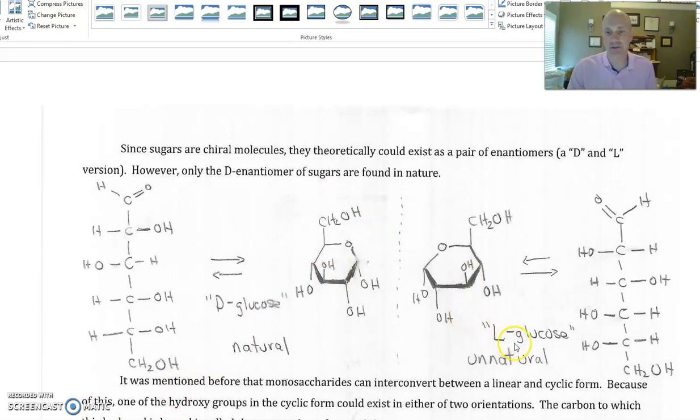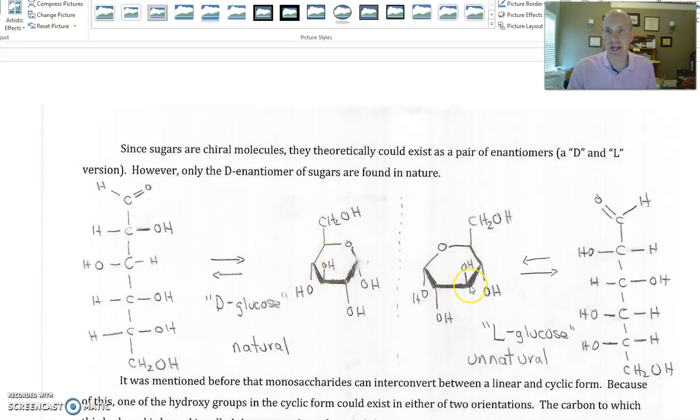One interesting thing about L-glucose, even though it doesn't exist in nature, is that it can be synthesized in a laboratory. And one interesting note about it is that if you were to taste this, it tastes just as sweet as regular glucose.